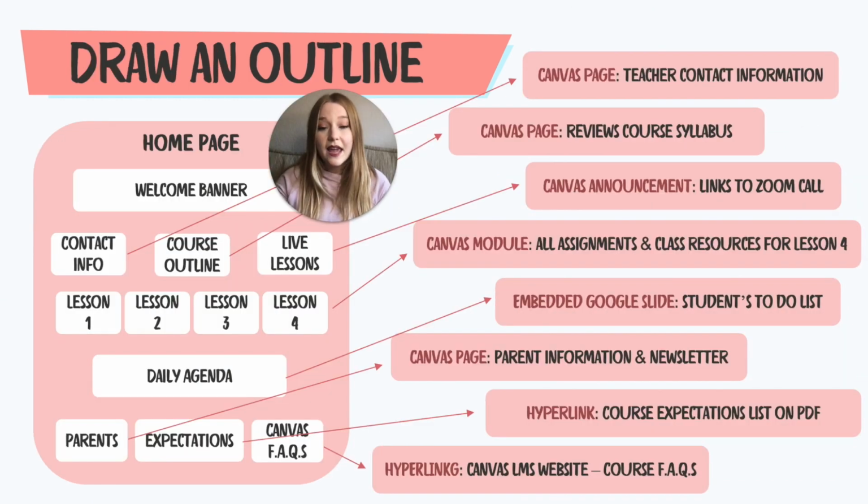Alright, so to create your Canvas homepage, I suggest just drawing it out. I honestly think that is the easiest thing that you can do. What are the most important things for you as an educator to incorporate into your Canvas course? So I always have at the very top a welcome banner, so that way when students click on the Canvas course card, they know they're in the right course. Having my contact information, my course outline, so essentially just a page where they can review the course syllabus.